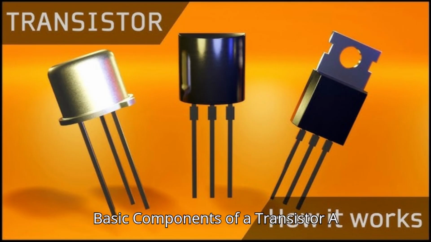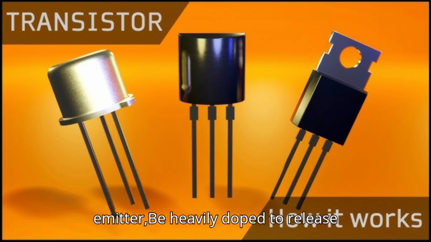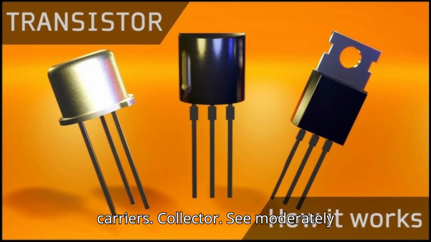Basic components of a transistor. A transistor consists of three key regions. Emitter: heavily doped to release charge carriers, electrons or holes. Base: thin and lightly doped. It acts as a gate to control the flow of carriers. Collector: moderately doped and larger in size to collect charge carriers.